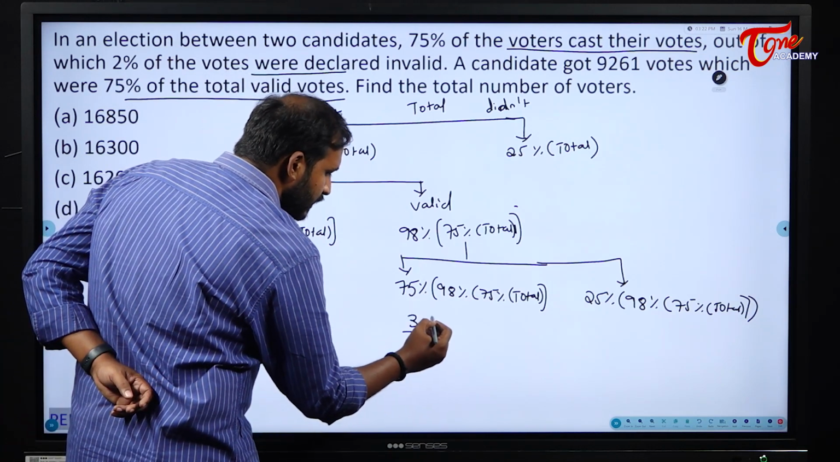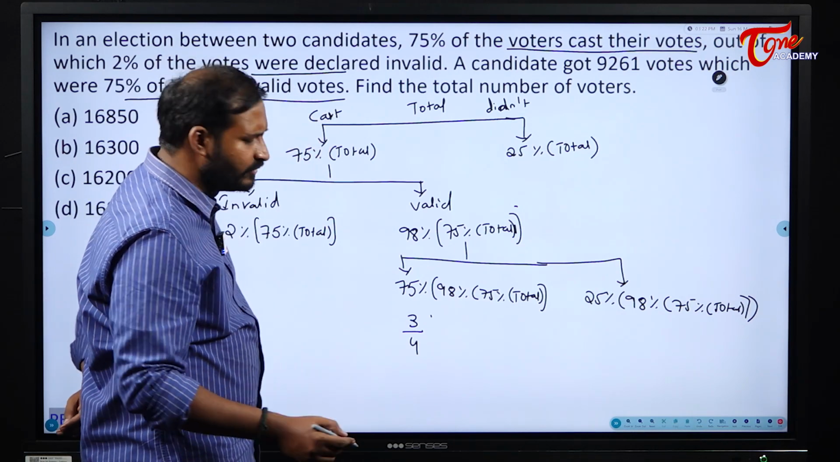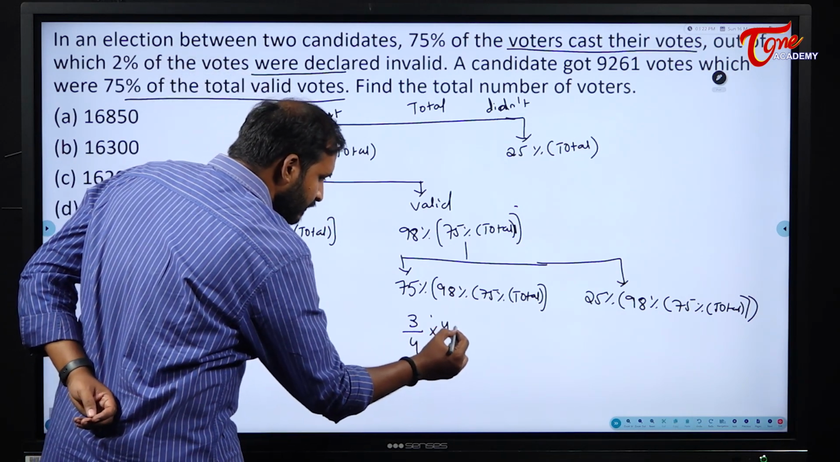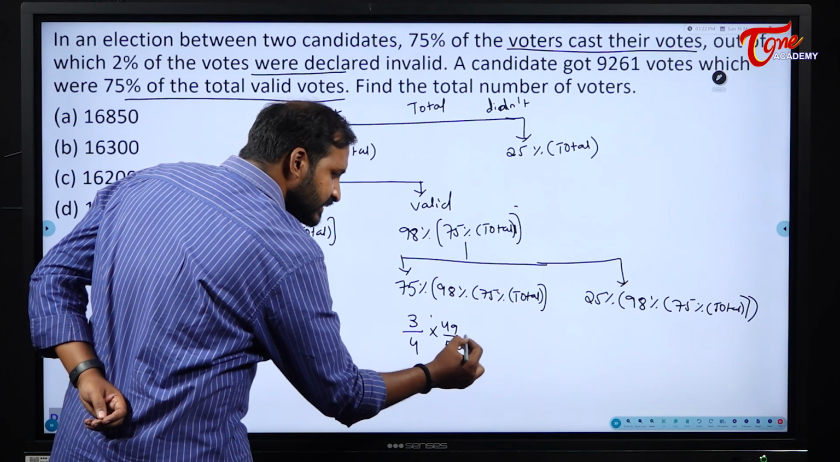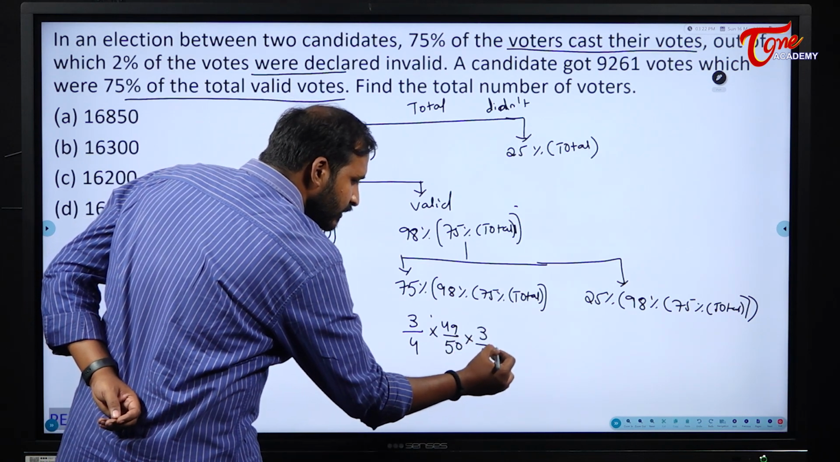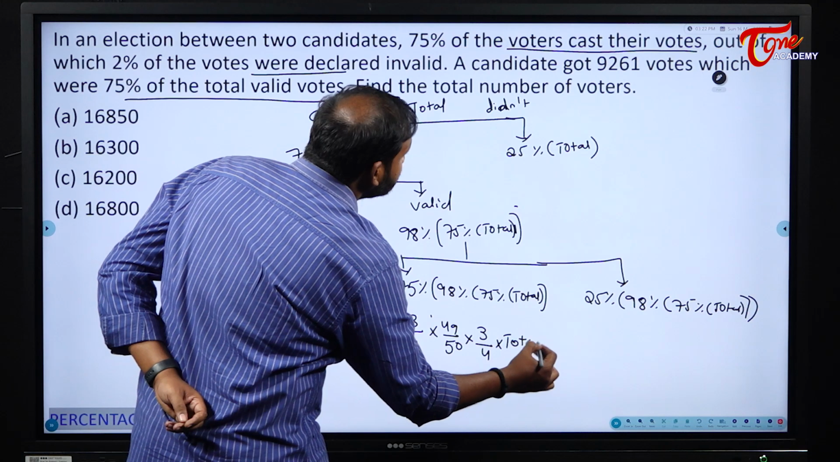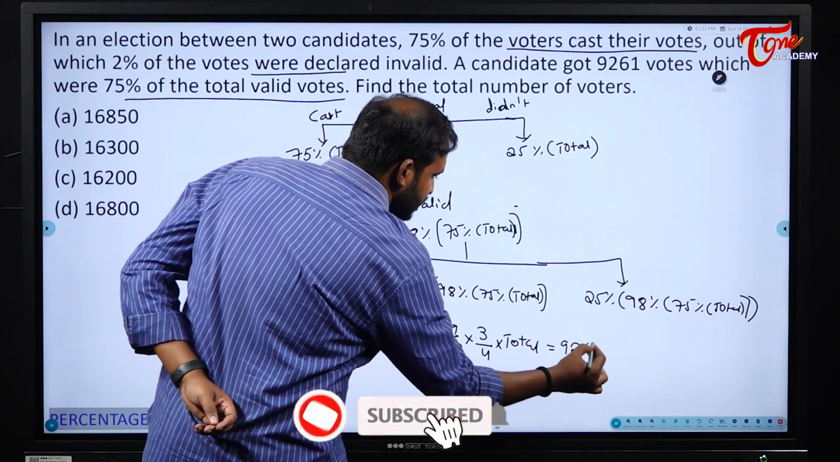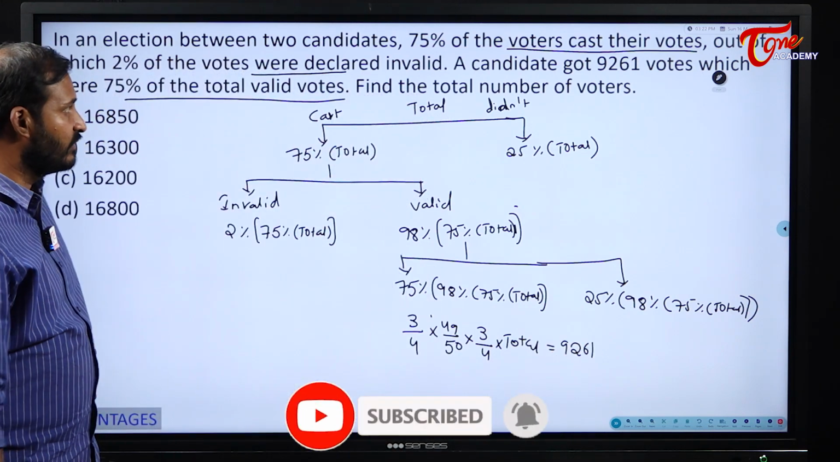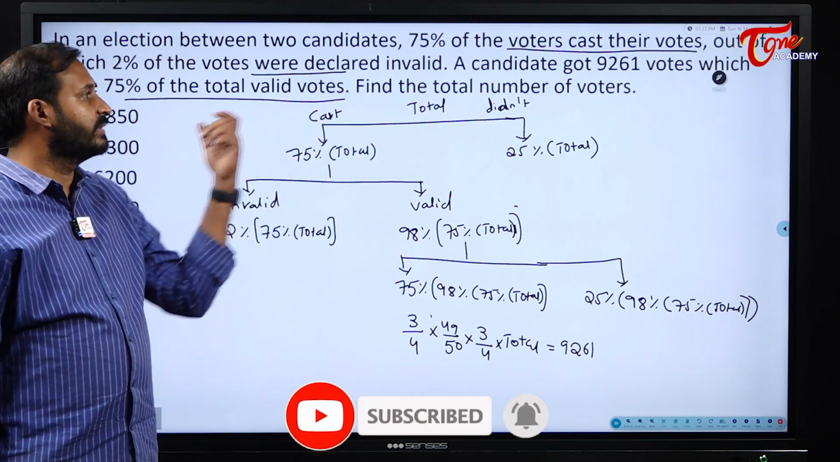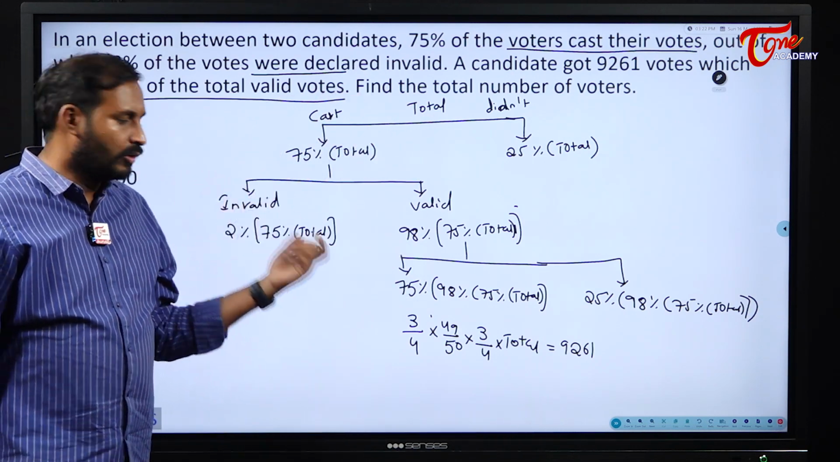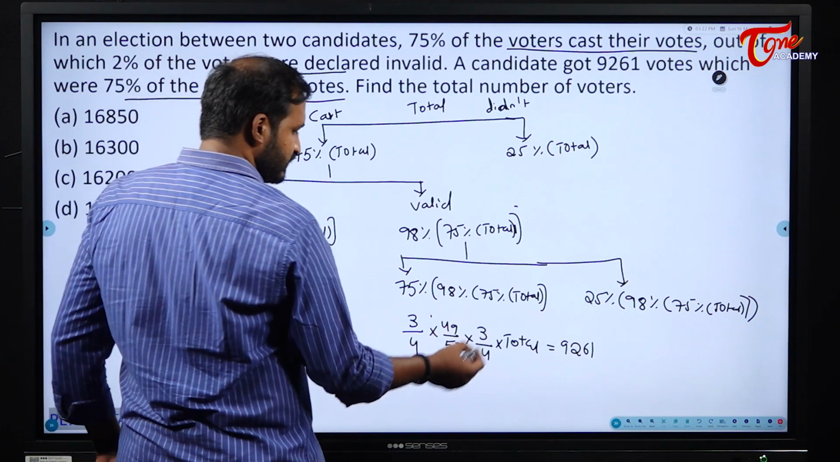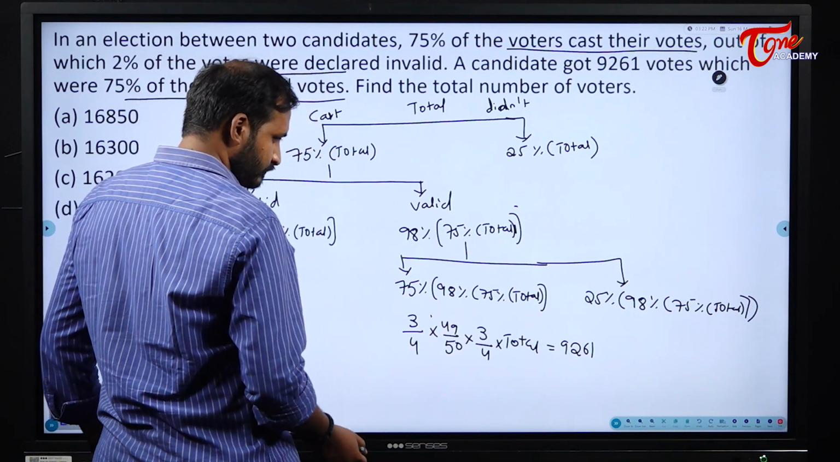3 by 4. 98% means usually you need to write as 49 by 50. And 75% means what? 3 by 4 into total is equal to 9261. Why? Because a candidate got 75% of the valid votes. Okay, so now cancel this one. What are you going to get here?